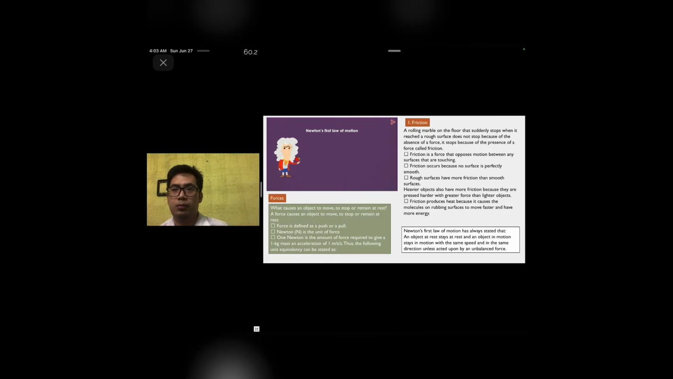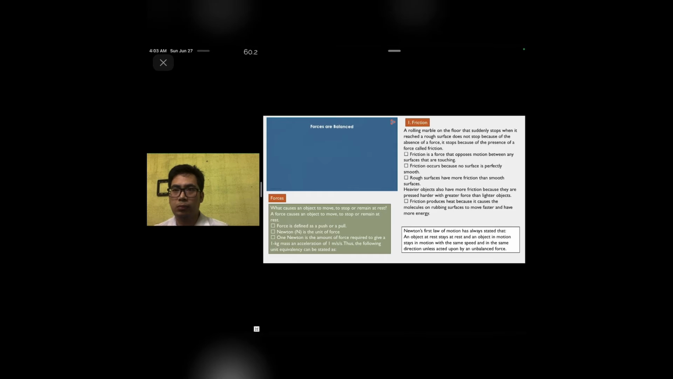Here's the correct definition. An object at rest stays at rest, and an object in motion stays in motion with the same speed and the same direction unless acted upon by an unbalanced force. In simple words, it means that the objects continue to do what they're doing unless some external unbalanced force acts on them. We can also understand this using a simple diagram.